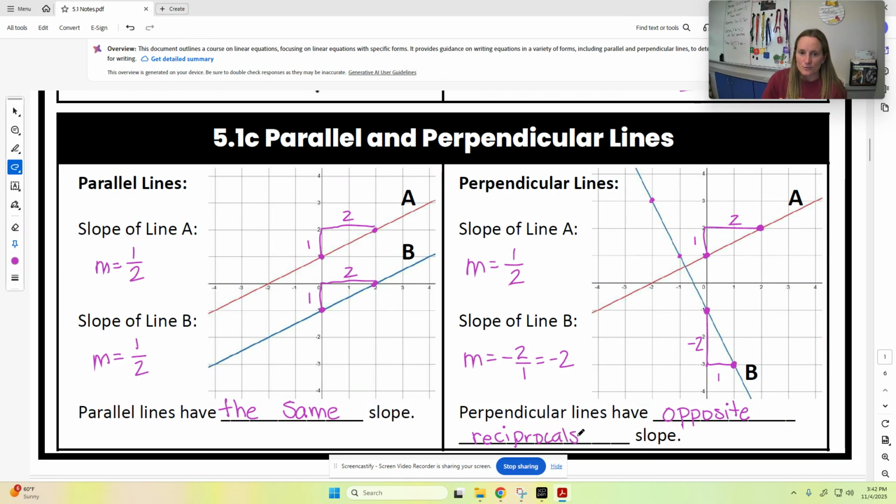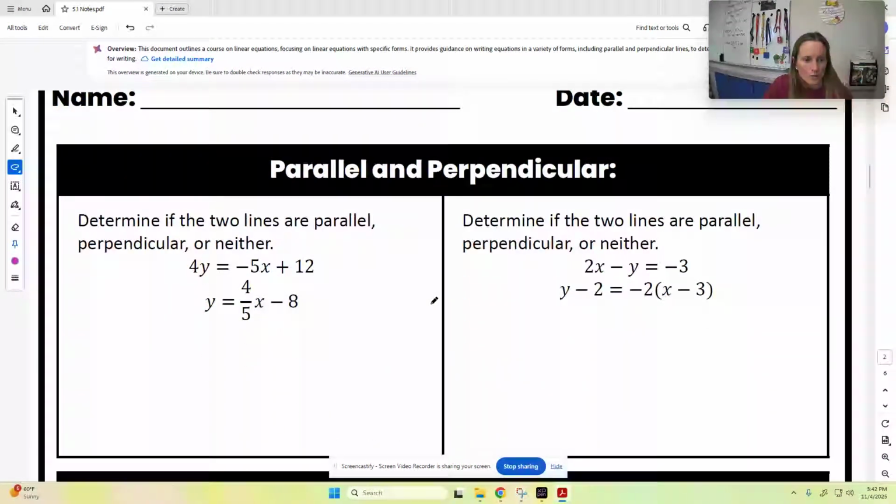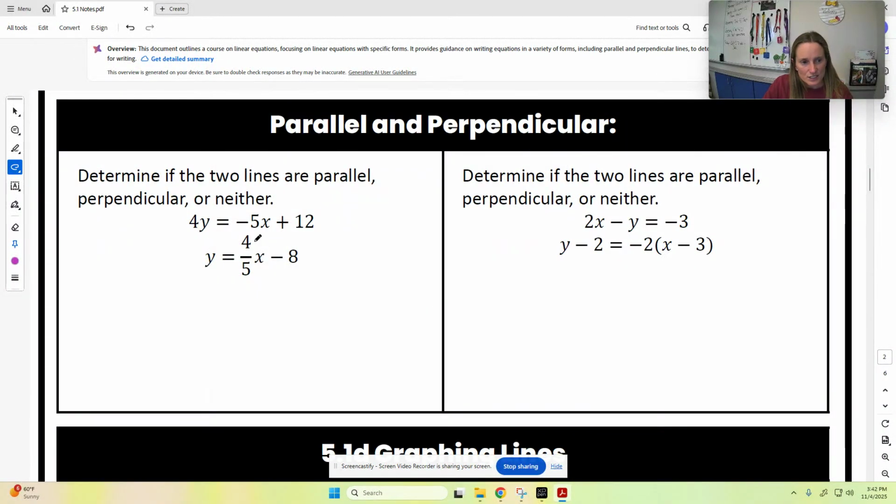So there are really 3 categories. 2 lines can either be parallel, they can be perpendicular, or they can be neither. So if they don't meet the exact requirements of being exactly the same or exact opposite reciprocals, then they're just neither. So I have a couple examples for you where you're going to have the equations of 2 lines. You're going to have to compare their slopes and decide if they're parallel, perpendicular, or neither.